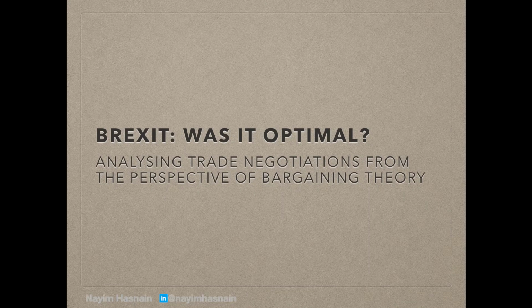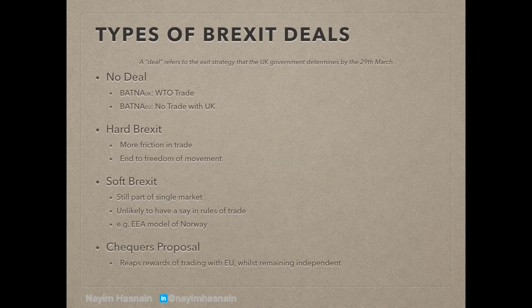Brexit, was it optimal? We will be analysing the trade negotiations in Brexit and we will therefore find the optimal outcome in the context of bargaining. We will have four types of deals that the UK government will determine by the 29th of March, but the one we'll focus on will be a no deal. This is a clean cut from the EU with no transition period. The UK follows the most basic trade rules, that of the World Trade Organization.